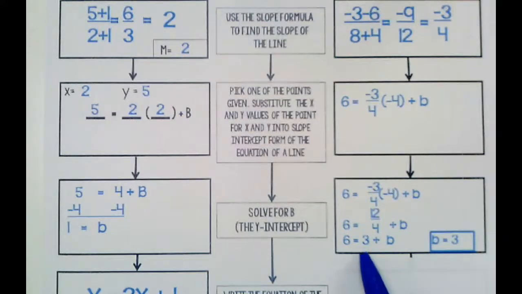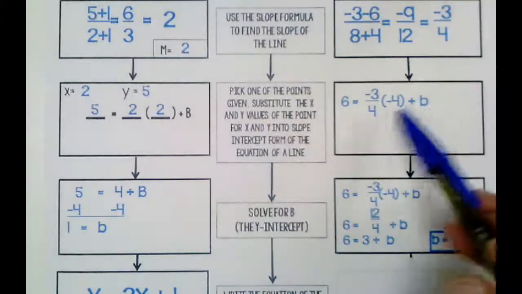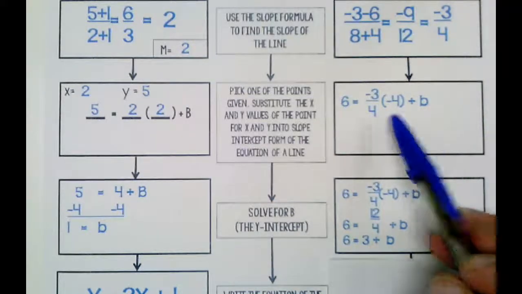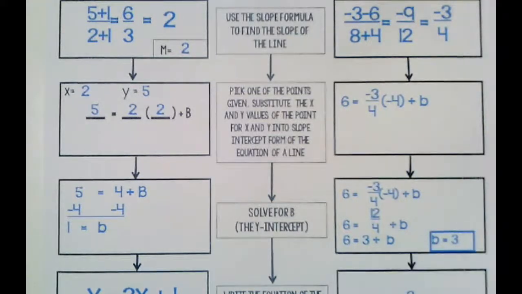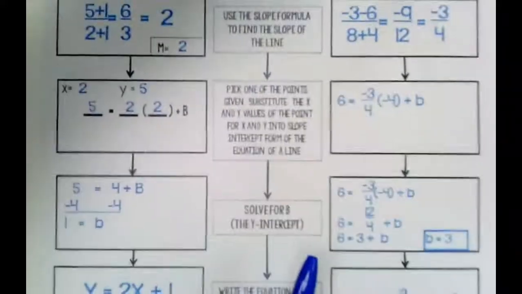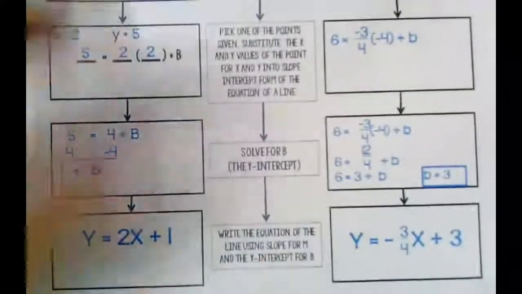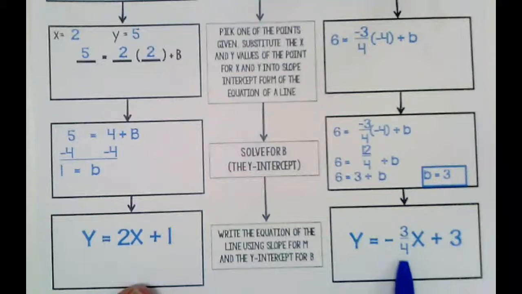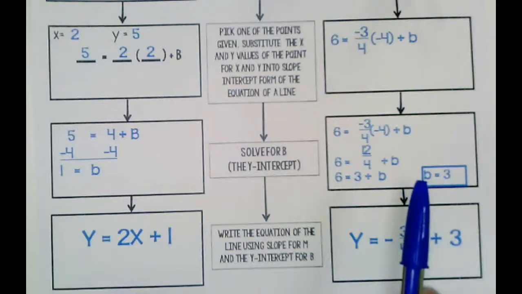We have a positive 3, so we subtract 3 from both sides. So we're left with the y-intercept being 3. Now I know my slope and I know my y-intercept, so now I just rewrite my equation. Y is equal to the slope, -3/4 x, plus the y-intercept, which is 3. Okay, so now we're going to try a couple on our own.